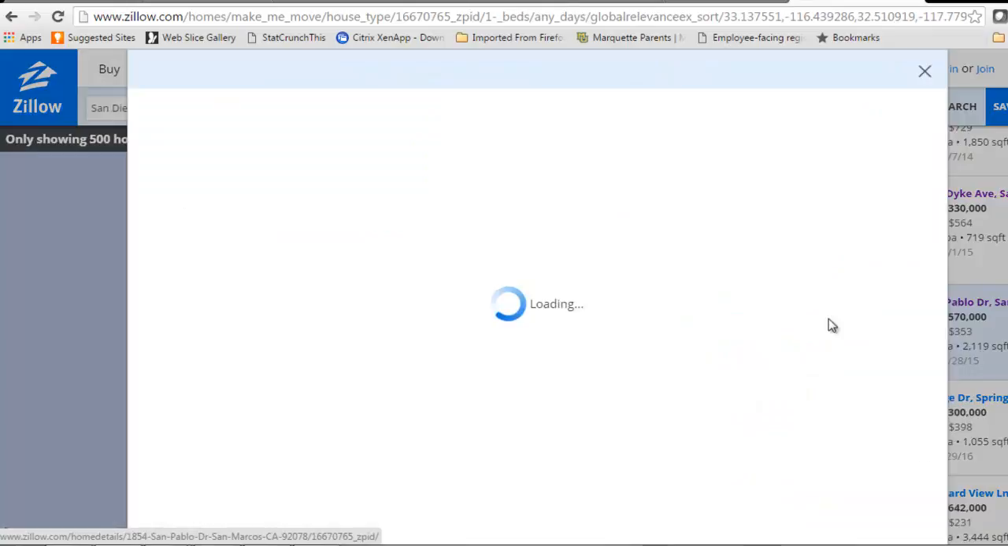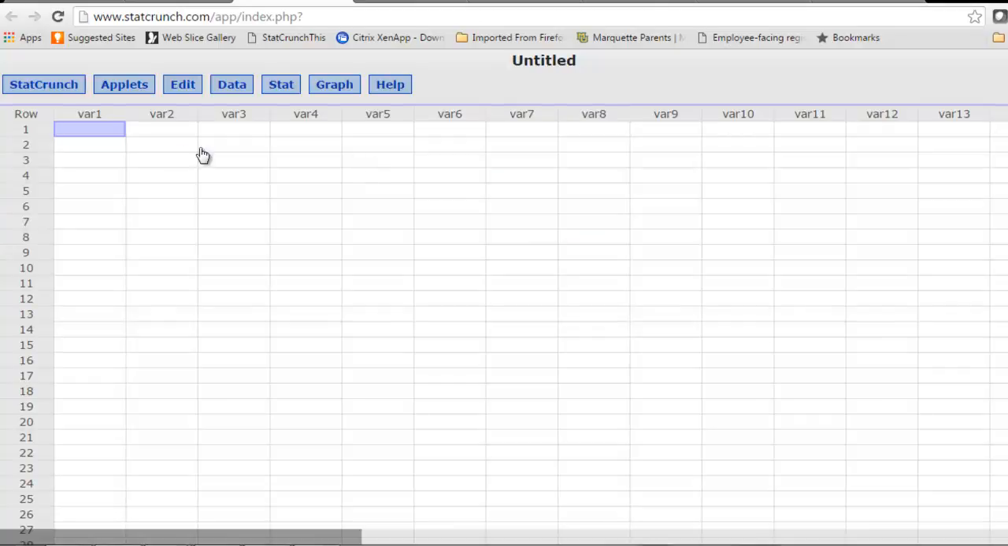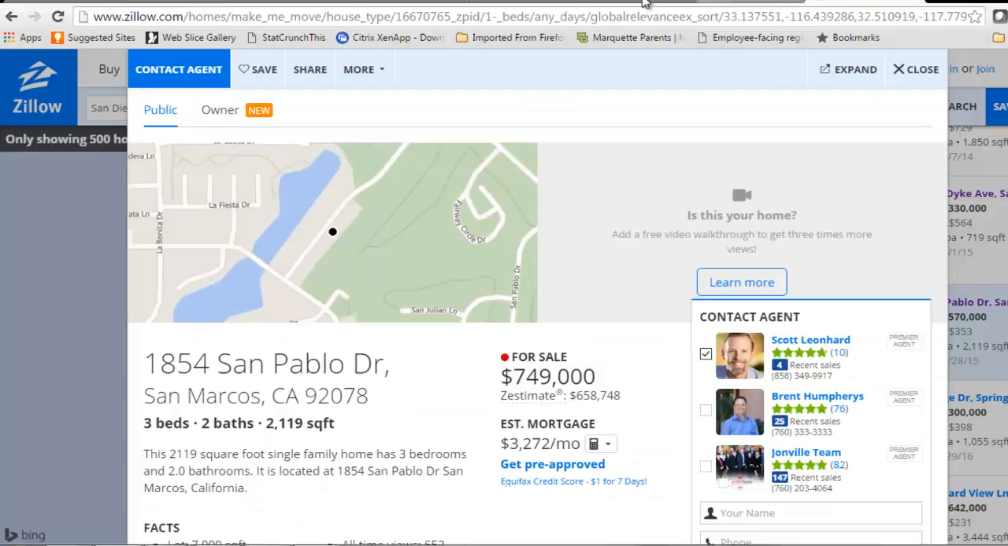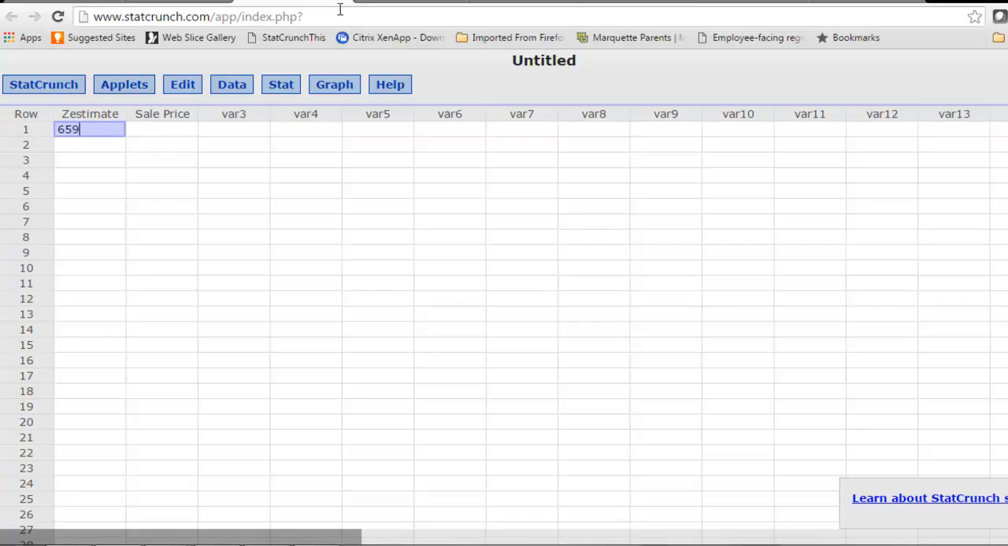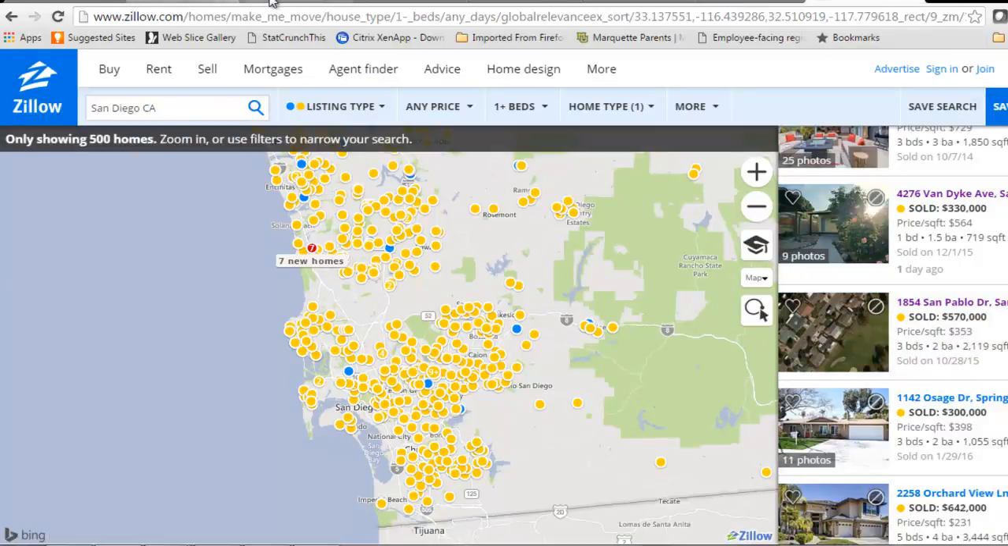See how it sold for $570,000. The Zestimate was $658,748. What I'm going to do is open StatCrunch, and I'm going to build our data set. So I'm going to have a Zestimate, and then I'm going to have my sale price. So the Zestimate there was 658. I'll just say 659. We'll report our data in thousands. Is that good? And then the sale price was, what did we say it was? 570,000.